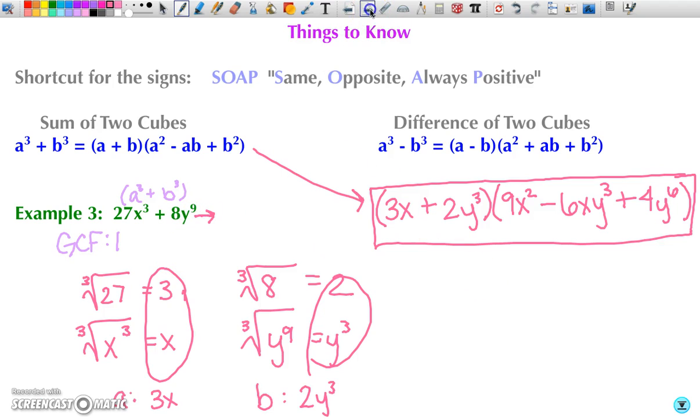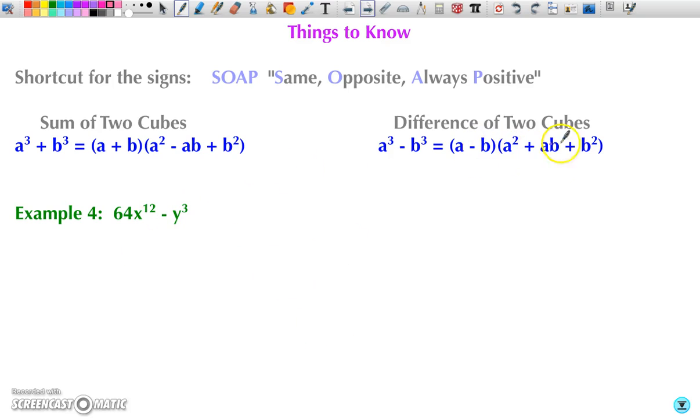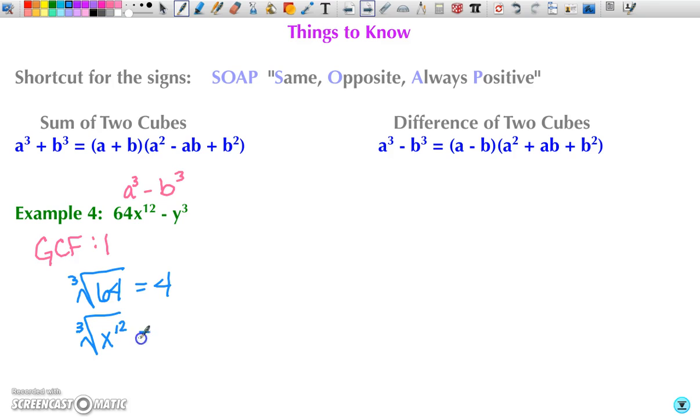Okay, now let's do a difference of cubes, just a different pattern, but still the same idea. So this is still a cubed minus b cubed. Our GCF is 1. We don't have anything in common, so we jump right into doing cube roots. The cube root of 64 is 4, and the cube root of x to the 12th is x to the 4th. So together, these make up your a term, which is 4x to the 4th.